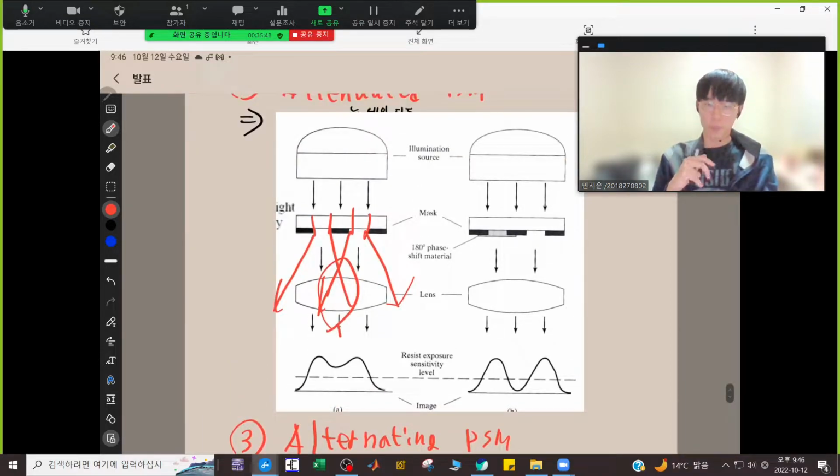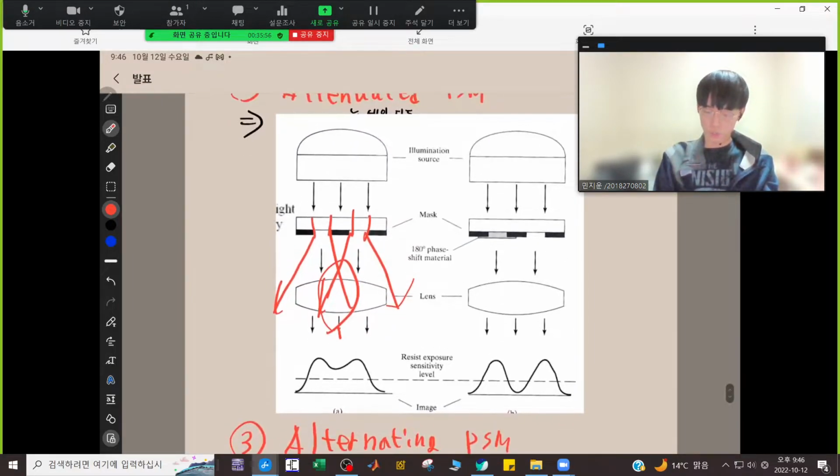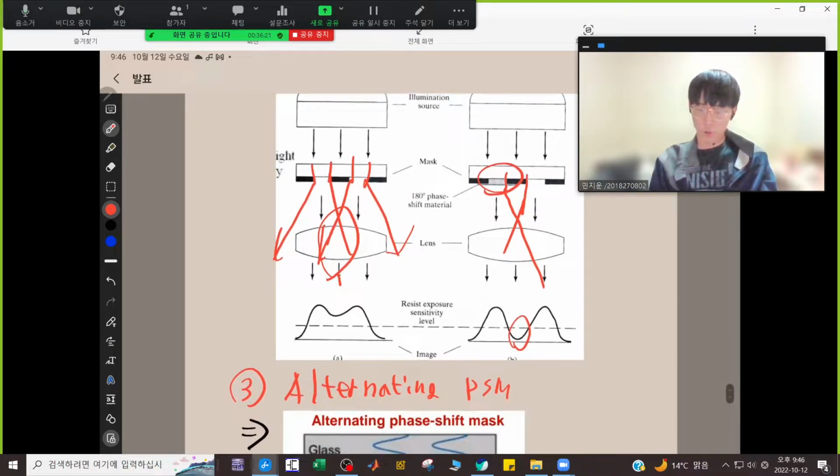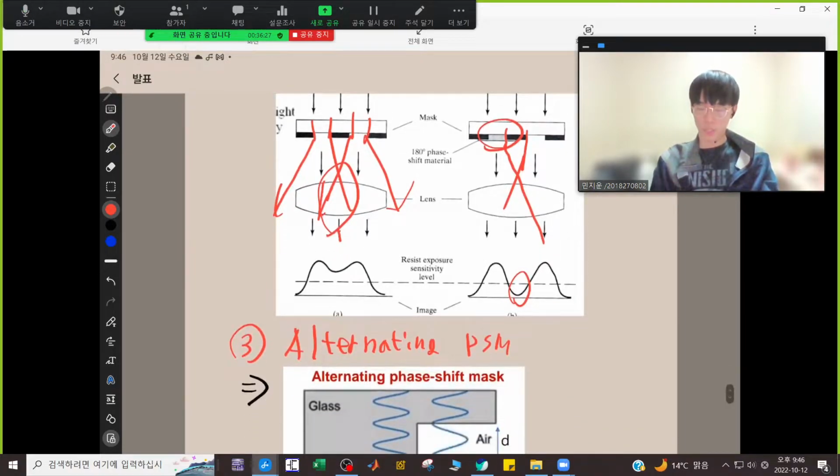To solve this problem, we use a material that changes the phase by 180 degrees. So we use this material at some part of the mask pattern. So one diffraction wave's phase is changed by 180 degrees. So at the center there is no constructive interference, so we can get the wanted pattern.